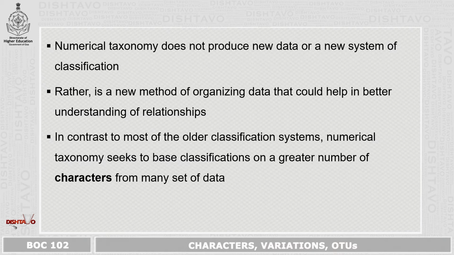In contrast to most other old classification systems, numerical taxonomy seeks to base classification on a greater number of characters from many sets of data. For example, if you consider Bentham and Hooker's system of classification or older systems, they considered few morphological characters, whether the ovary is superior or inferior, petals are free or fused. Like that, very few morphological characters are considered for classification. Whereas here in numerical taxonomy, a huge number of data will be considered for the classification of these plants.